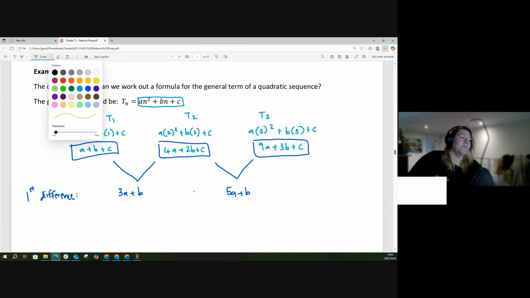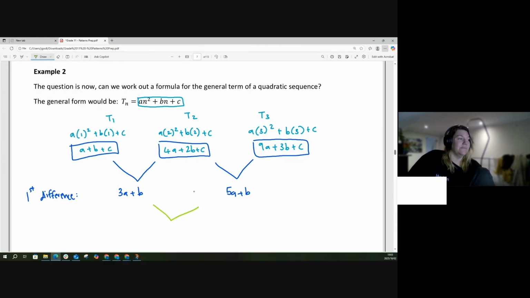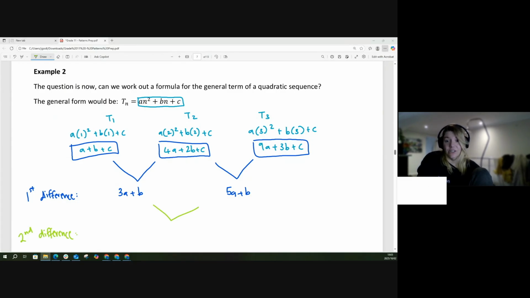And then we're going to go down another level to our second difference. And what would that be? Yeah, good. 2a, solid. Promise this is all going to make sense in time. Okay.